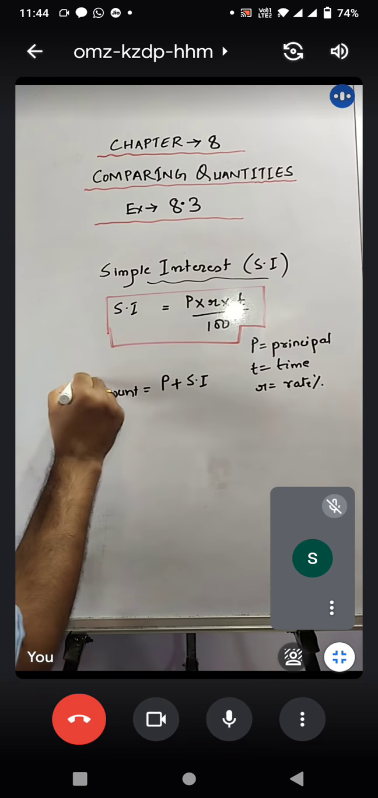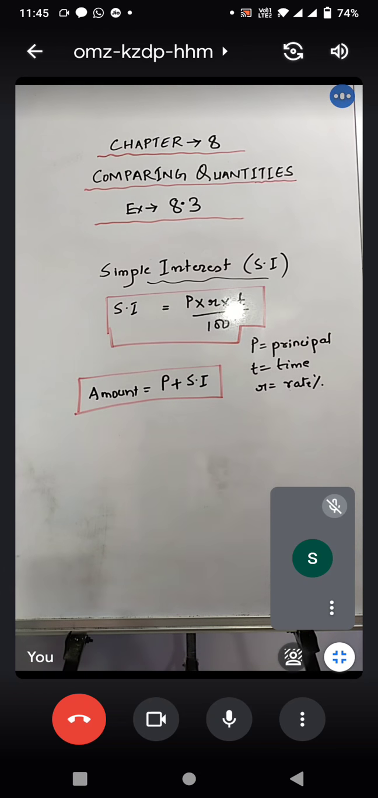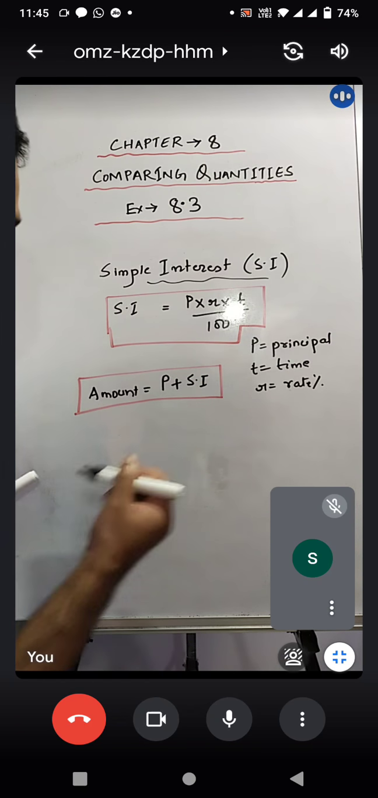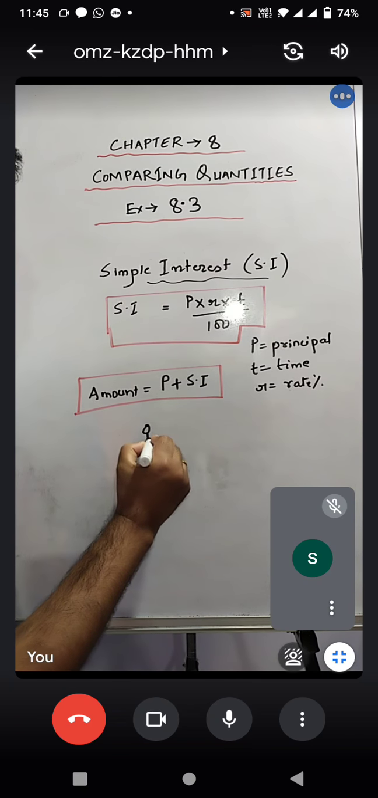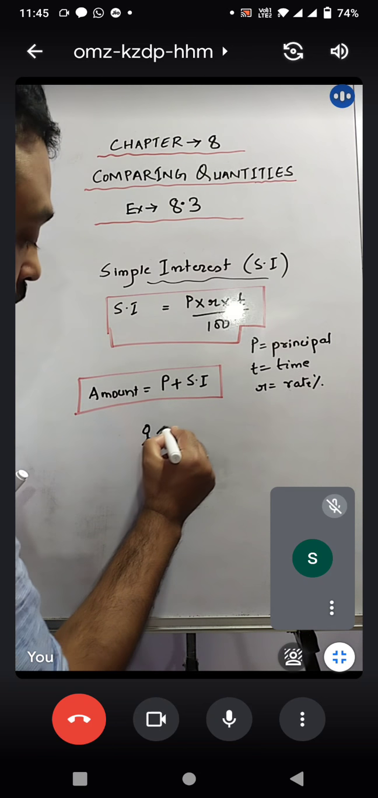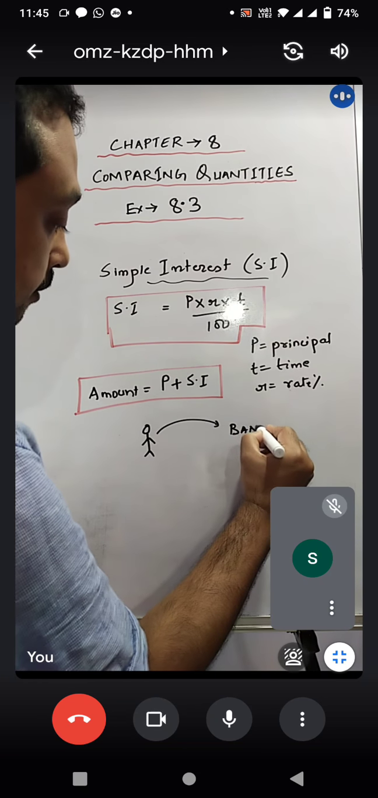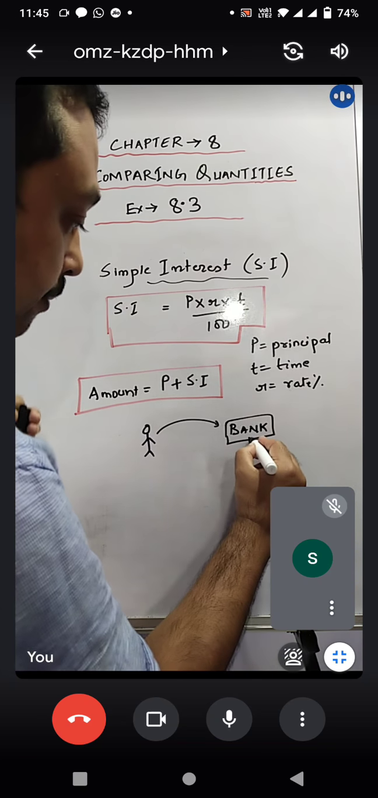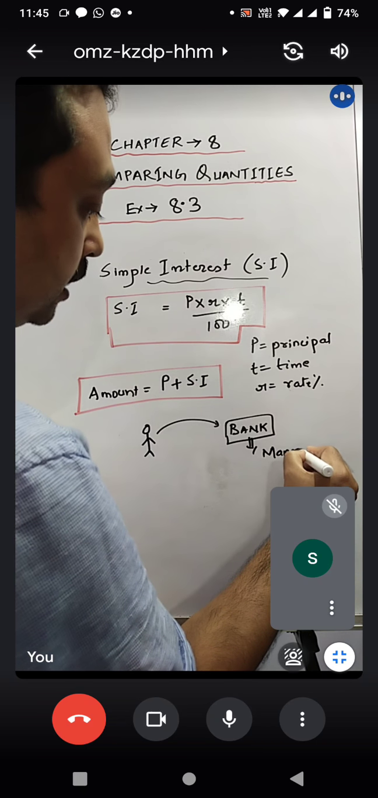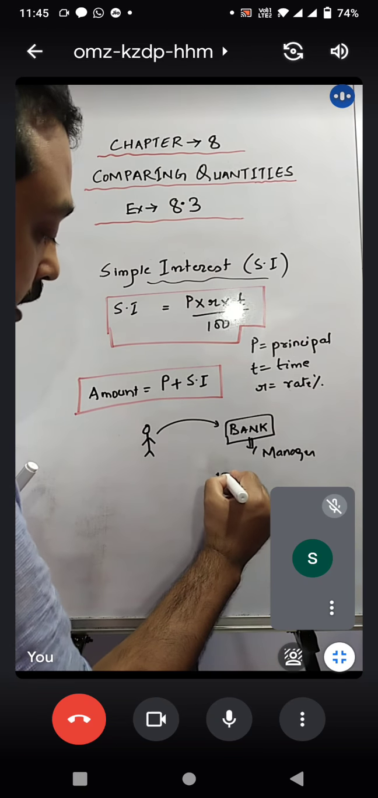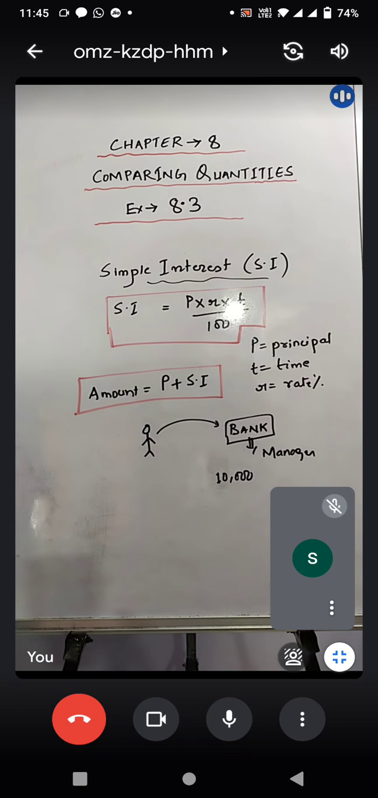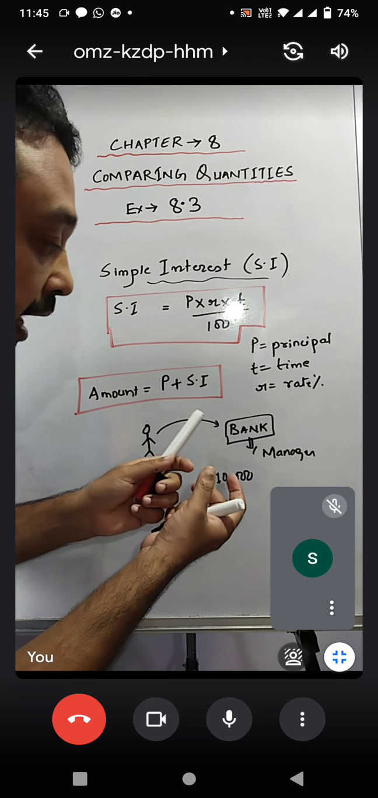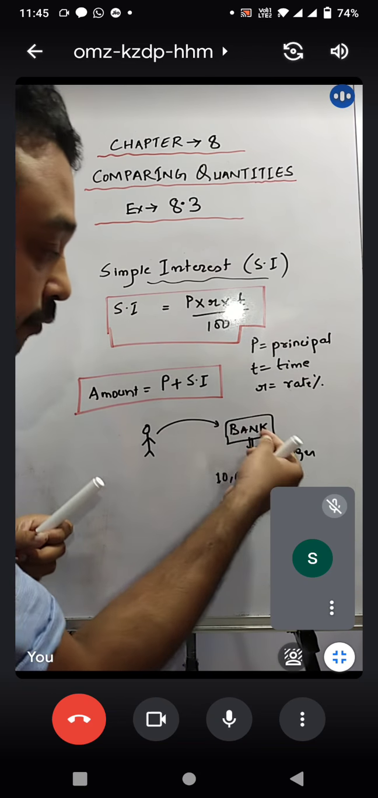Now let us try to understand what simple interest, principal, time, rate and amount are. Suppose here is a man, and he goes to the bank. He requests a loan from a bank manager. He asks for a loan of, suppose, rupees 10,000. He's requesting whether he can get a loan of 10,000 from this bank or not.